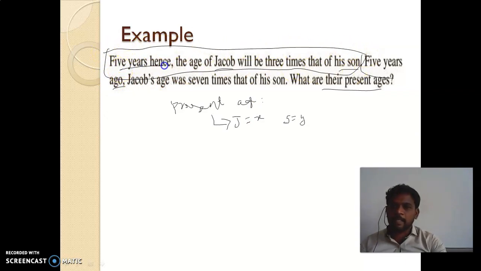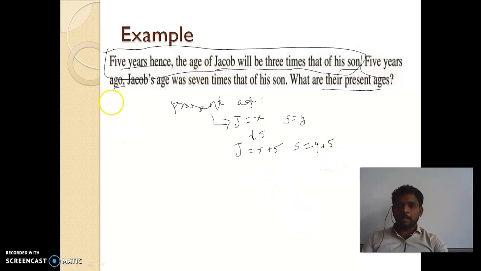So 5 years hence means after 5 years. After 5 years, we add 5 to their ages. So after 5 years, the age of Jacob is x plus 5, and the son's age is y plus 5. So after 5 years, the ages of these two persons are x plus 5 and y plus 5. So what is the relationship given here? 5 years hence, the age of Jacob will be 3 times that of the son's age.